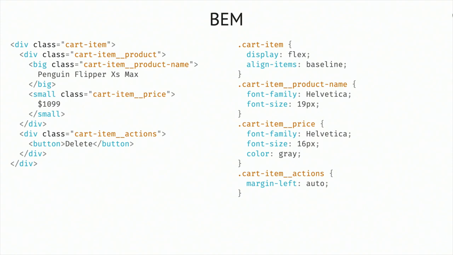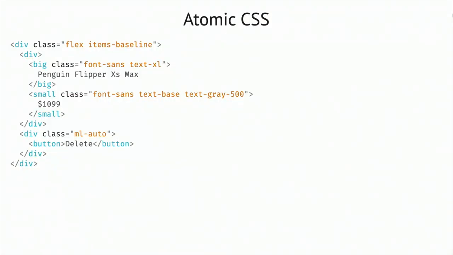But in the end, we got this gigantic markup with long class names. And also, we had to write a lot of styles for each component because we had to specify all the basic things like fonts, font sizes, colors, and so on. Next step, atomic CSS. I think it was not very popular, and I have some ideas why.